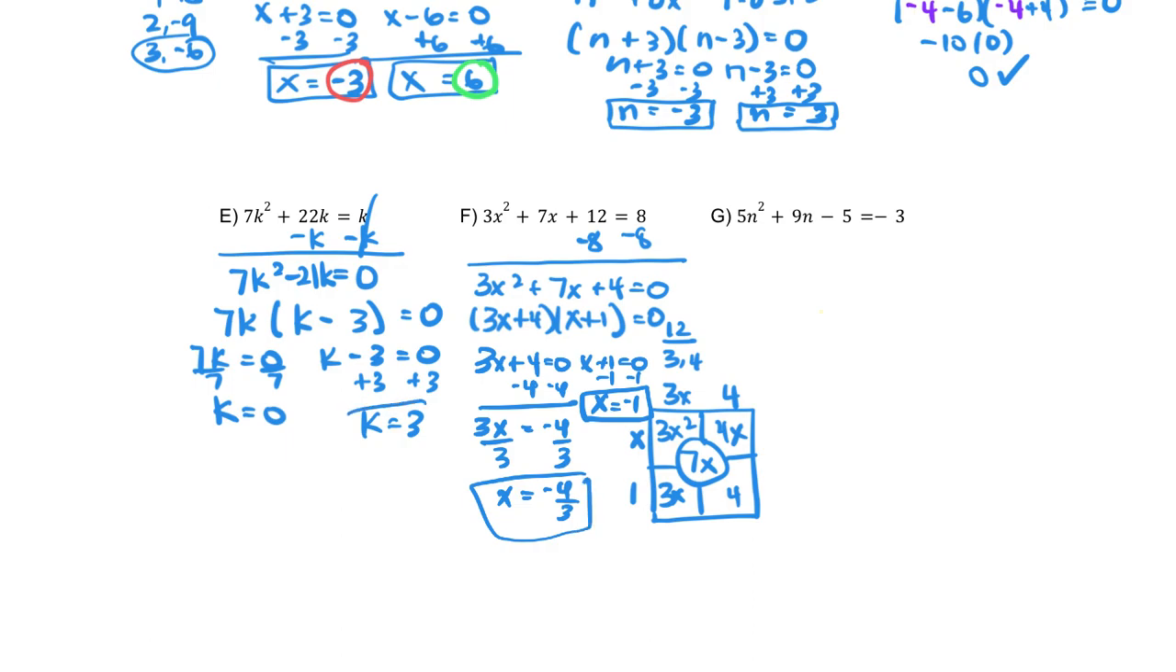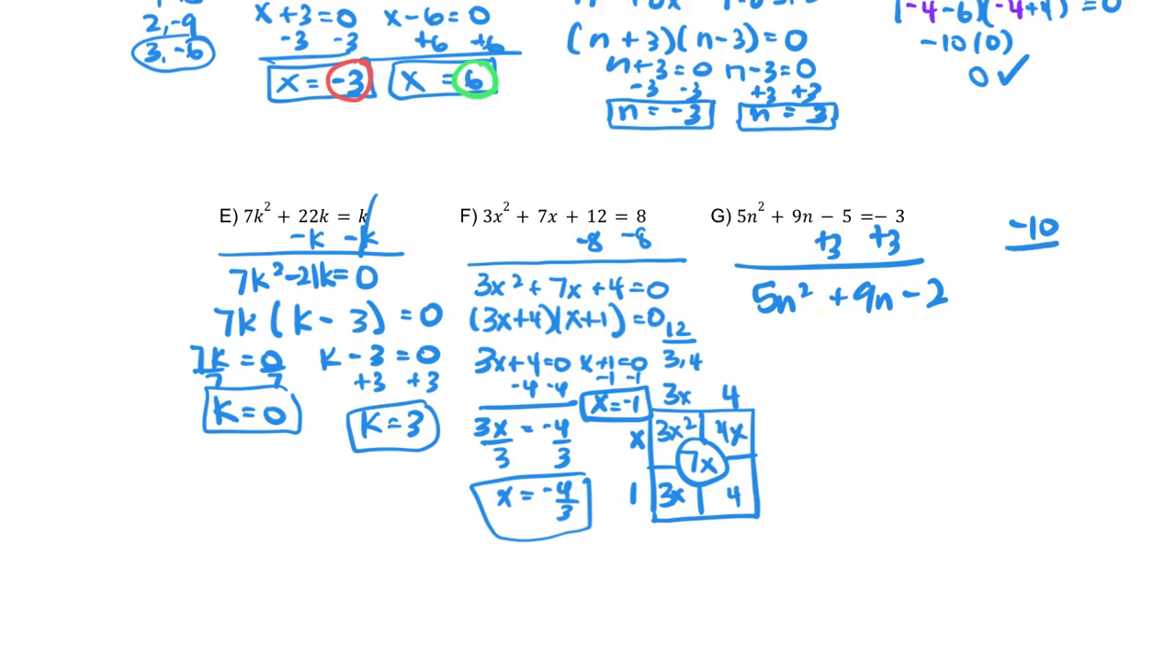I never boxed these other ones. Let me go ahead and do that. The last one, pause and try that on your own. You are going to add 3 to both sides. We get 5n squared plus 9n minus 2. So we're looking at factors of negative 10 that make 9. That is going to be negative 1 and positive 10.